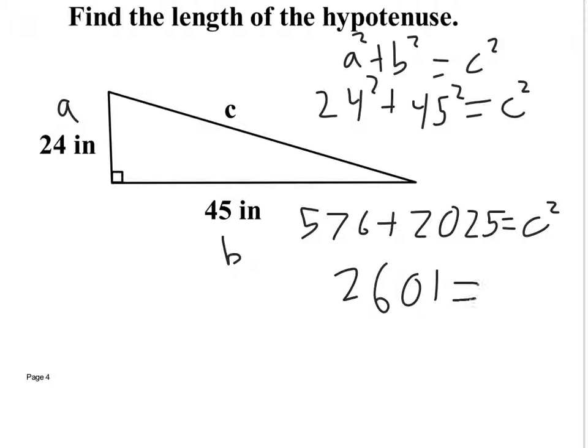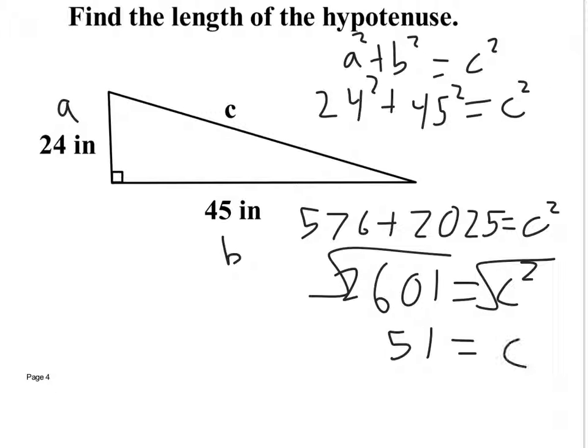2,601, right? Right. Now, using a calculator, what is the square root of 2,601? 51. It is 51. When I square root both sides, I get 51 equals C. So my answer is C is equal to 51 what? Inches. That's my unit. Make sure you label unit.